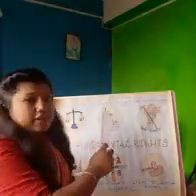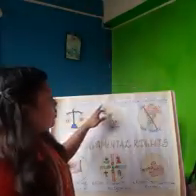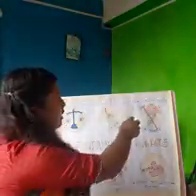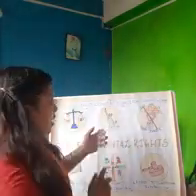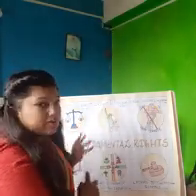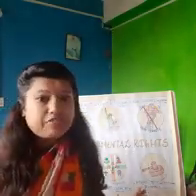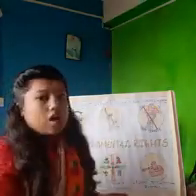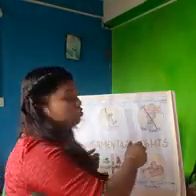Okay, this all comes under right to equality. Now next, number 2, right to freedom. Here freedom means liberty. Here you see the picture of the Statue of Liberty. Here liberty is nothing but freedom. Right to freedom comes under Article 19 to 22.